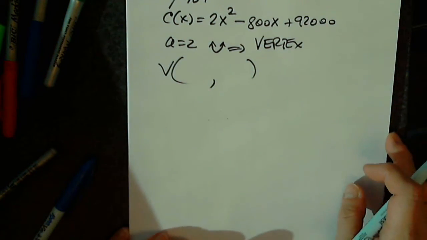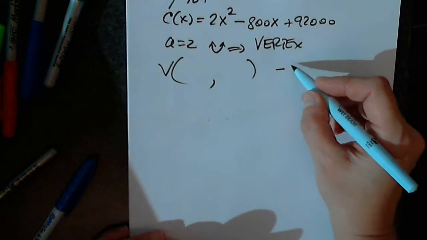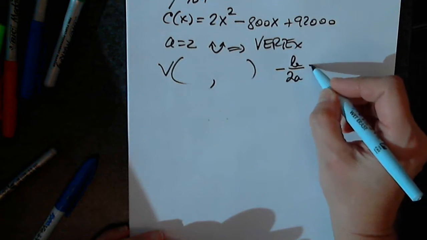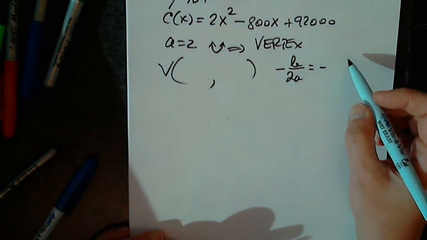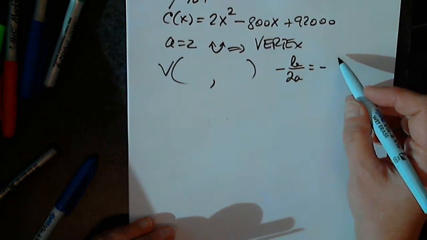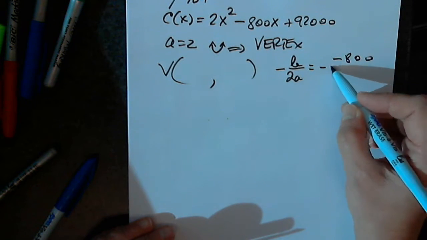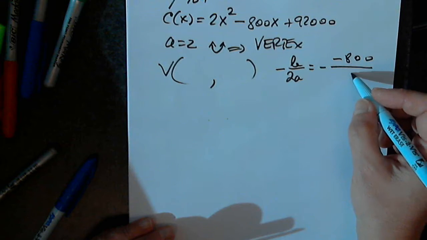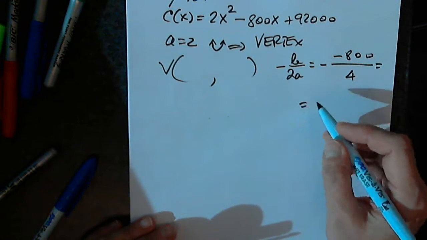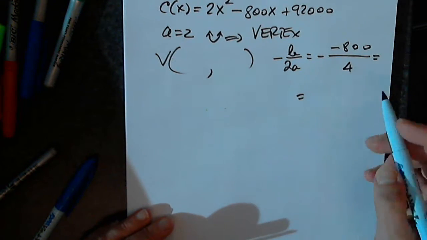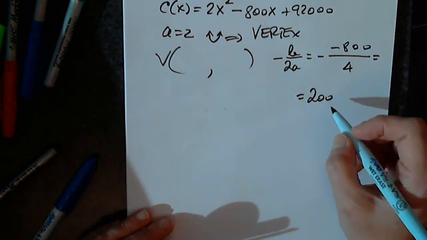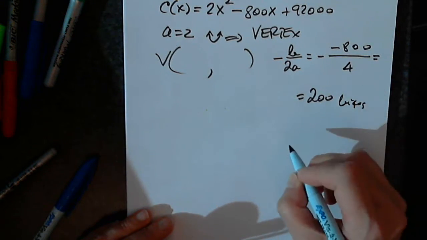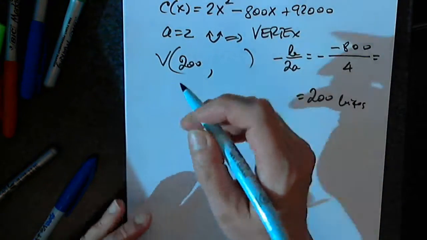How do I find the x-coordinate of the vertex? So negative b. How much is b? Very good. Over 2 times a, which is 4. So then I have 800 divided by 4, which is 200 bikes. So that's 200.